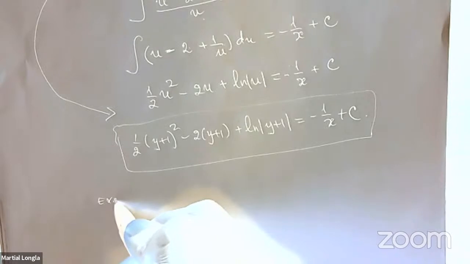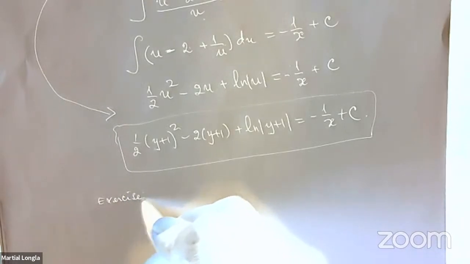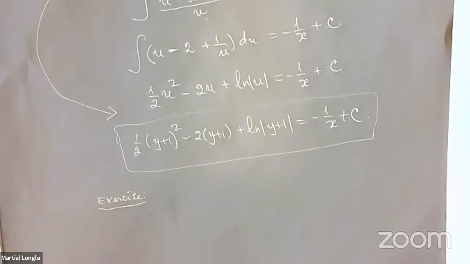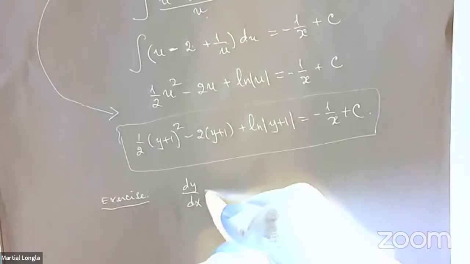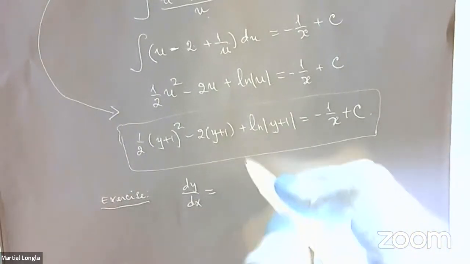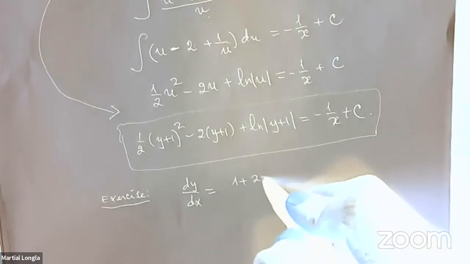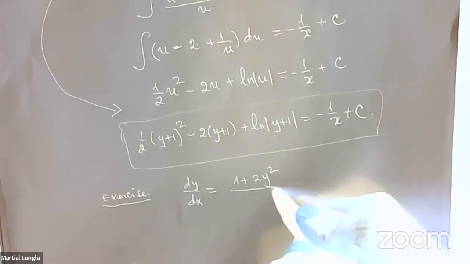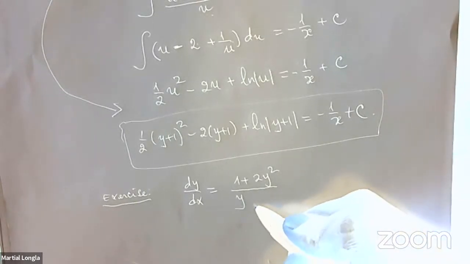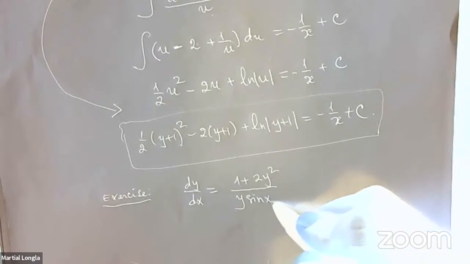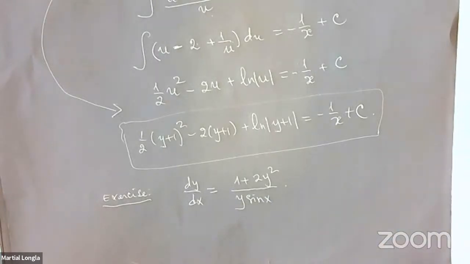Exercise: dy over dx equals 1 plus 2y squared over y sine of x. And I'm giving you 5 minutes to think and work through it.